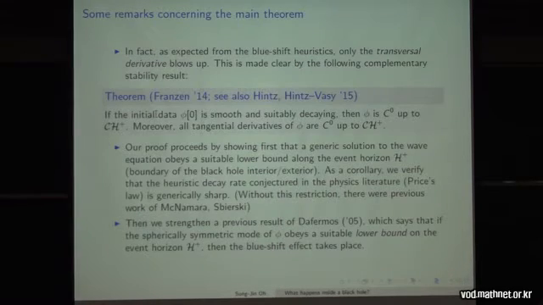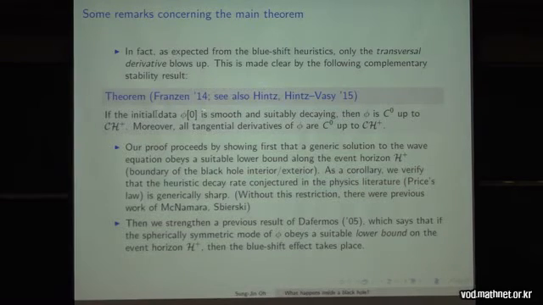Okay, so I have neither the time nor good means to describe to you the details of the proof, but let me just give you some remarks on this theorem that I just stated. Well, as expected, the main mechanism for proving this is the blue shift effect that I described in terms of light rays. And as expected from that heuristic, not all components of the derivative of phi blow up. It's only the transversal direction to the Cauchy horizon that blows up.